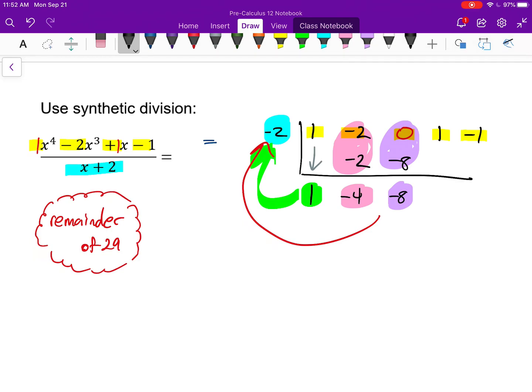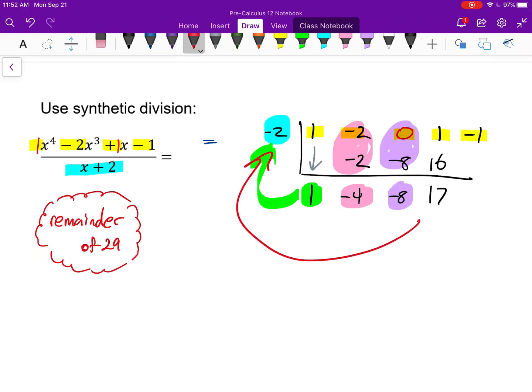Oh, wait a minute. Yeah, I made a mistake. I see a mistake that I made. I'm going to leave it for a moment. So I get positive 16. 1 plus 16 is 17. And I go 17 times negative 2 is negative 34. And then finally, negative 1 plus negative 34 is negative 35.